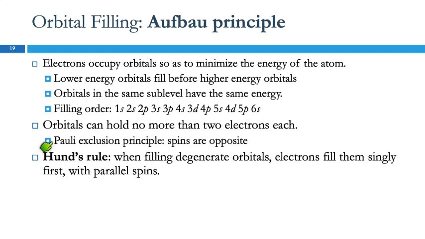The Pauli exclusion principle tells us that the spins of the electrons within a single orbital have to be opposite. And Hund's rule tells us that when we're filling degenerate orbitals, the electrons will fill them singly first with parallel spins.